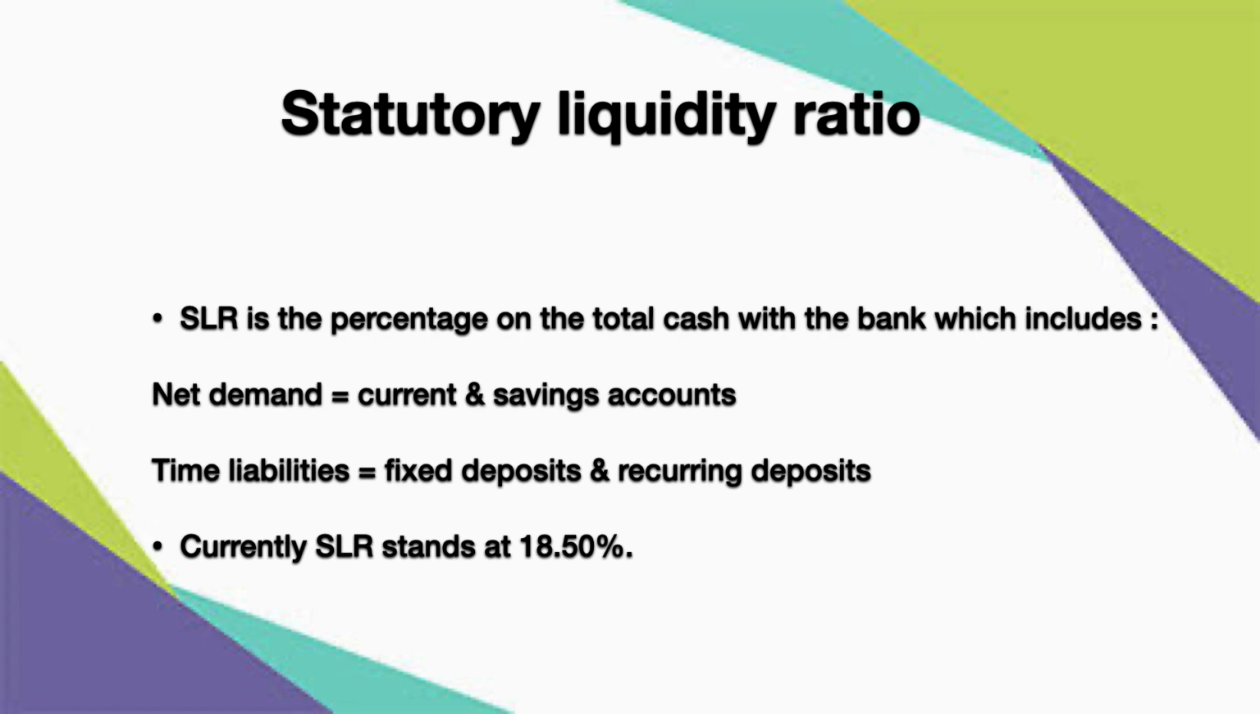Same with a savings bank account. There is no limit as to how much you can withdraw or deposit, correct? You also have an overdraft facility for current account holders. That way, the bank has to make sure there is always a fixed amount available for current and savings accounts, because people frequently deposit as well as withdraw using both these accounts. That's why it's called net demand.